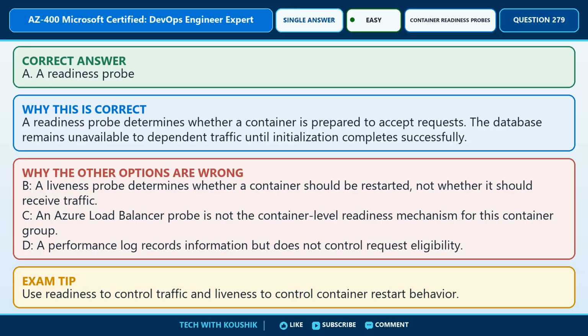The correct answer is option A. A readiness probe. Here's why. A readiness probe determines whether a container is prepared to accept requests. The database remains unavailable to dependent traffic until initialization completes successfully.